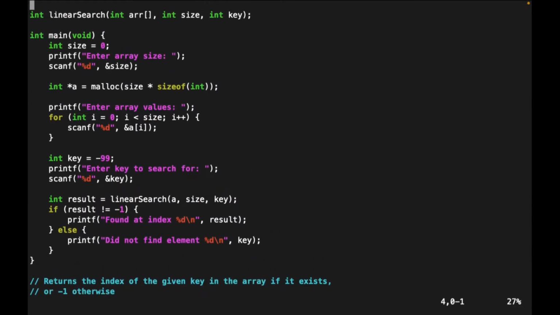And what does it do? It scans in the array size, scans in the array values, so similar to this week's labs, actually. Then it scans in a key to search for. Then it calls linear search.